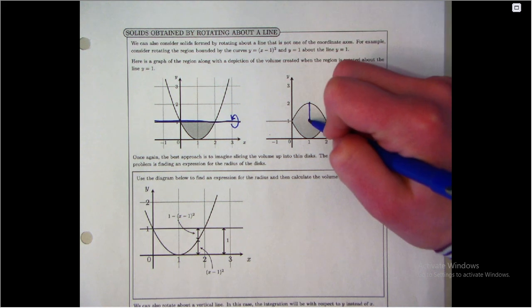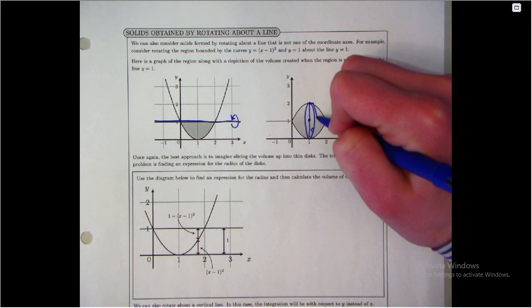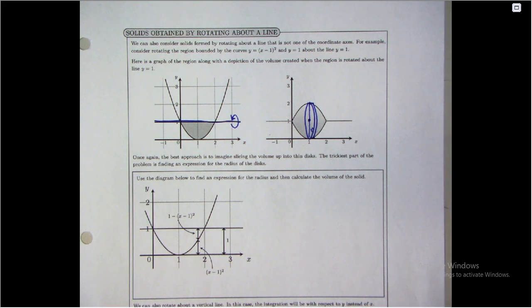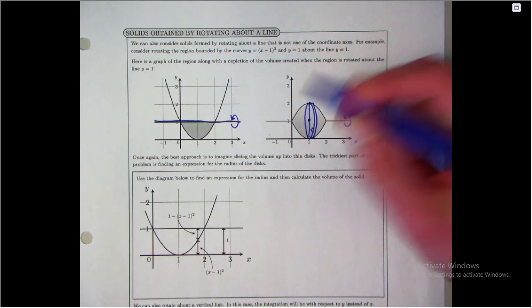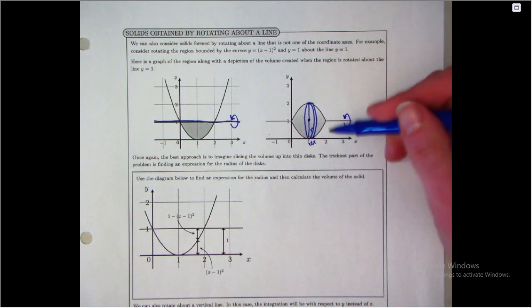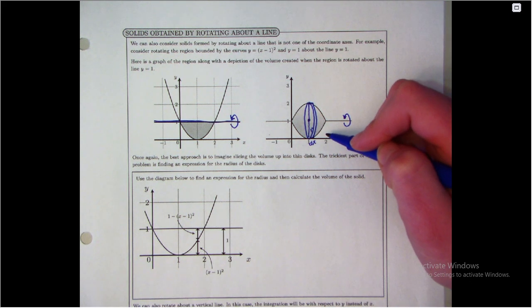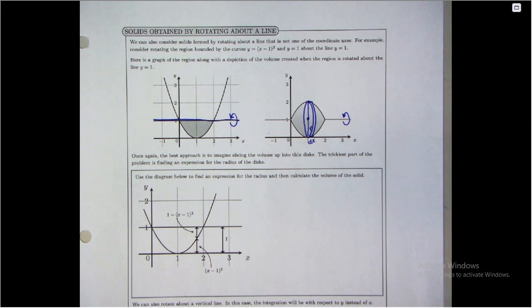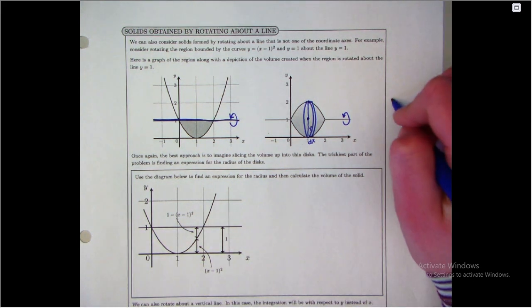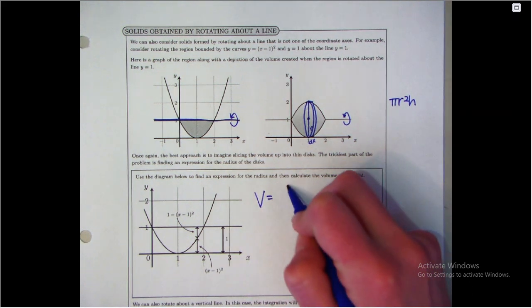You would draw your radius and rotate to create these tiny cylinders. So for example, if I know I'm rotating around a horizontal line, that means that this will be a dx problem. I'll have a dx because I have the width of each of those cylinders measured along my x-axis. The problem then is how to express the radius. Everything else is exactly the same. I'm still thinking back to pi r squared h.